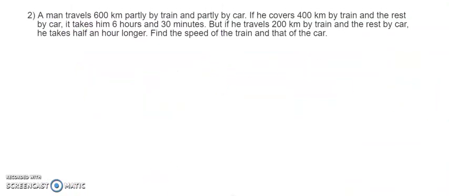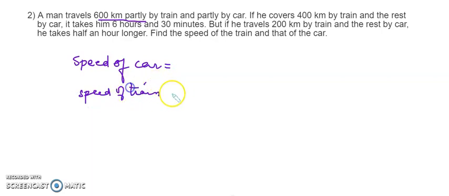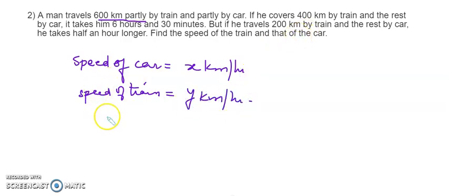Now, 600 kilometers is the total distance that the person is traveling by car and by train. So let's say, speed of car and speed of train: any one you can take as x and any one you can take as y. Let me take x for the car and y for the train. Total distance is 600. So can we say in the first case it is 400 kilometers by train and the rest by car?